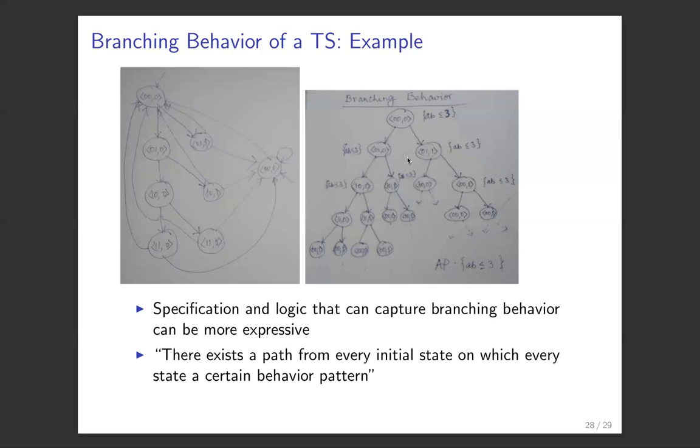I can pose the specification as asking the question: is it true that from every initial state, on every path, it is eventually true that AB is 0? Yes. Why?